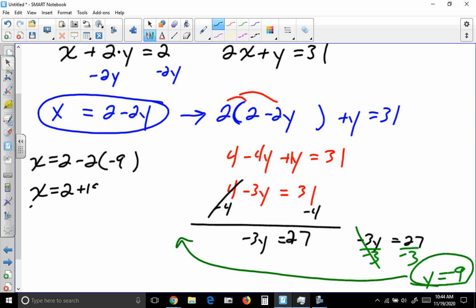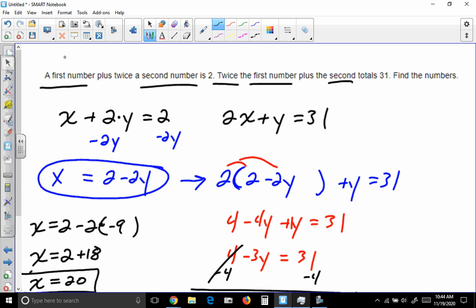Why did we do that versus doing 2 minus 2? Because we multiply before we subtract. I have to do our order of operations. So 2 plus 18 is 20. That's our x, and that's our y. So the first number, they ask us, the first number is 20. The second number is negative 9.